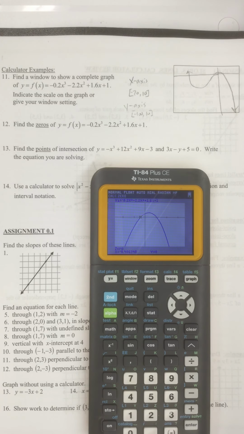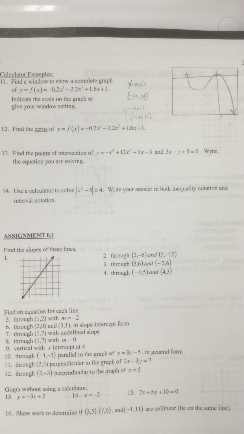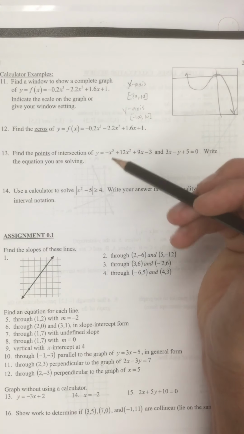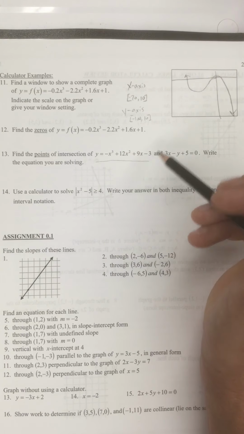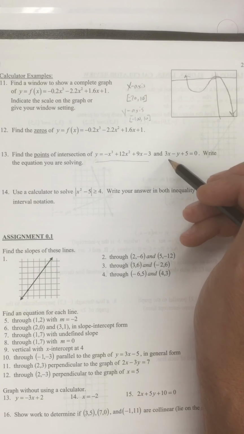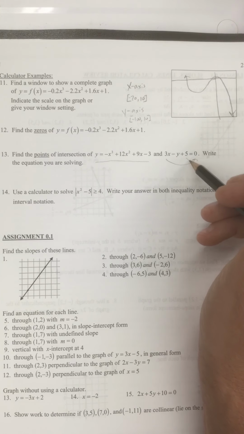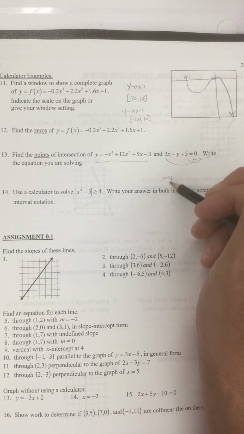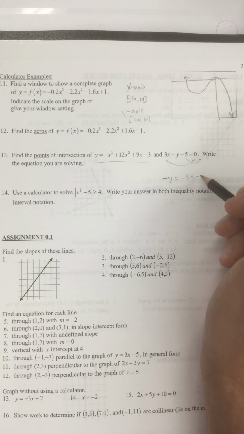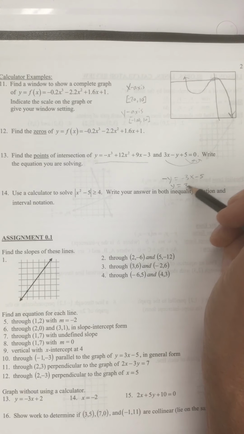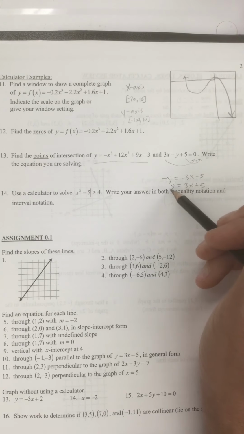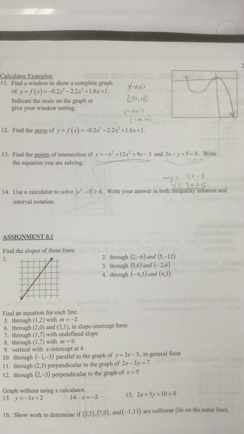Example number 13 says find the points of intersection of y equals negative x cubed plus 12x squared plus 9x minus 3 and 3x minus y plus 5 equals 0. Just be careful. To put it in the calculator, it has to be in the y equals form. That one is, so we're good there, right? That one's in the y equals form. This one is not, so I need to solve for y. So I'm going to move the 3x over to that side, and the 5 over to that side. So I end up with negative y equals negative 3x minus 5. Okay, divide everything by negative 1. I end up with y equals 3x plus 5. So I want to graph that equation and find their intersections.